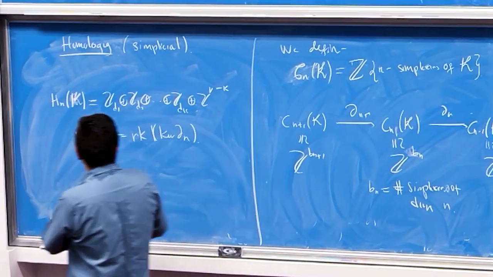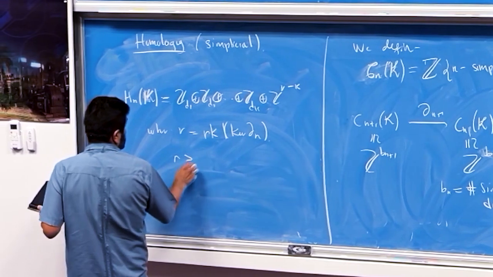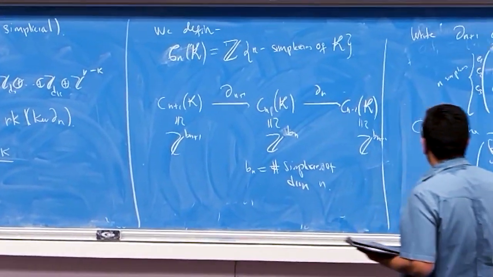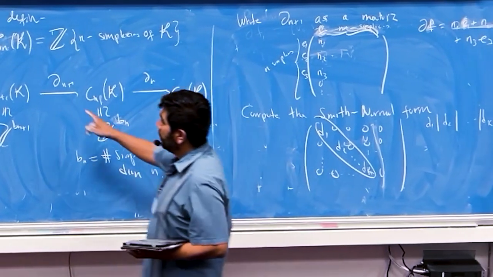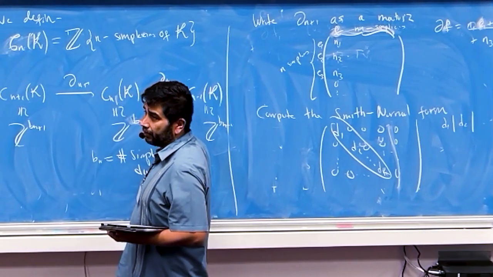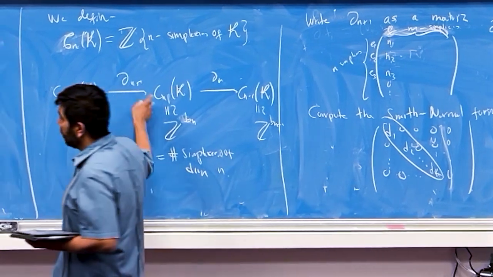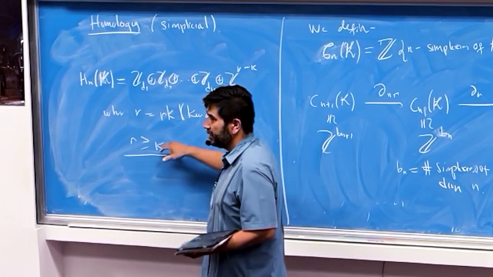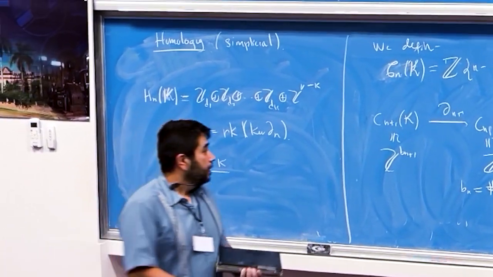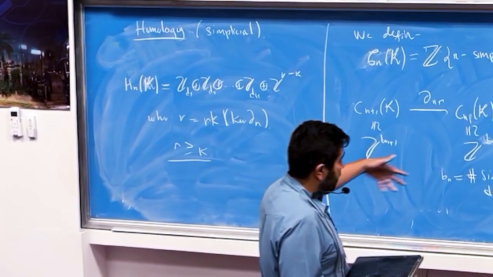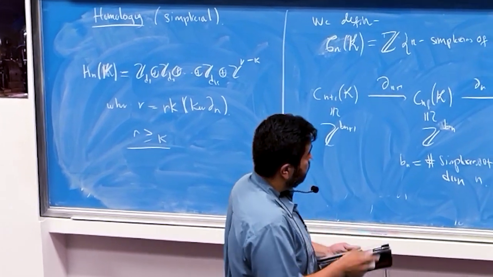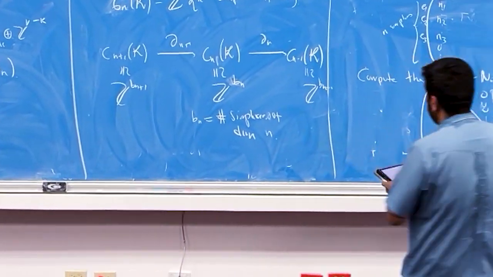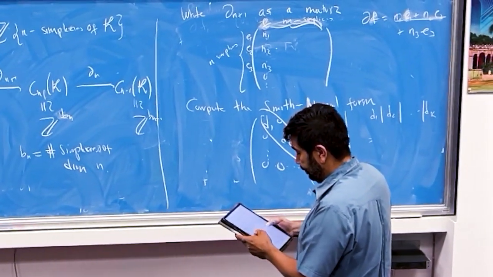Here, one observation is that r has to be larger than or equal to k, right? Because the image of ∂_{n+1} is contained in the kernel of ∂_n. So the kernel of ∂_n needs to have a larger dimension than k. So that's the way that you can compute homology. There is no time for an exercise of how to compute it with a specific example, but that's the way that you can do it.